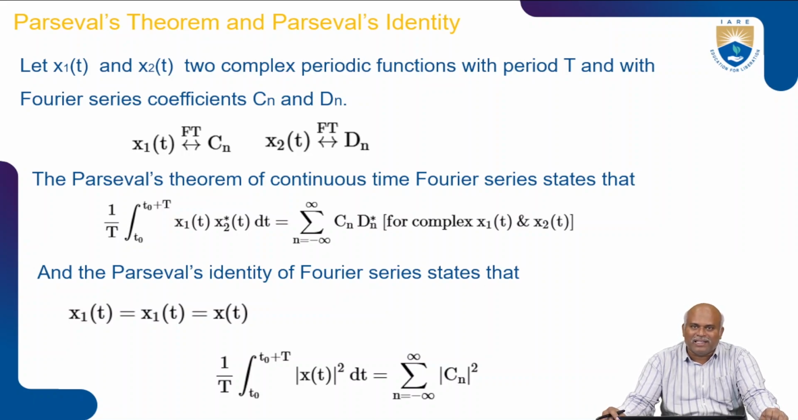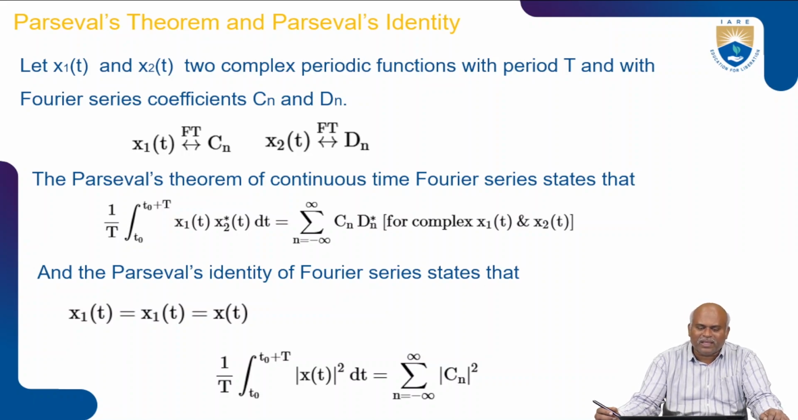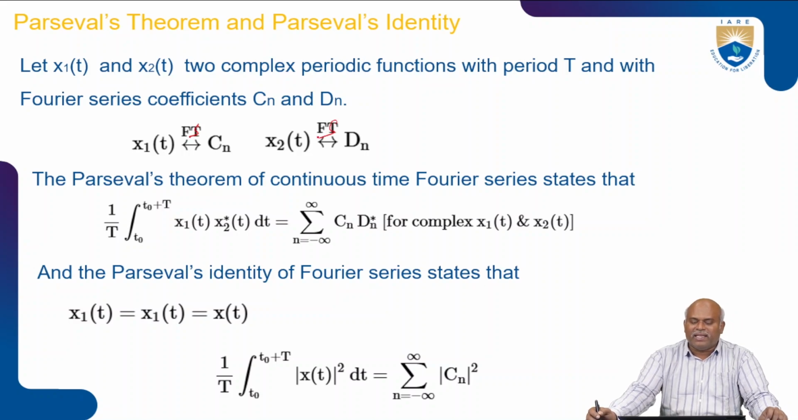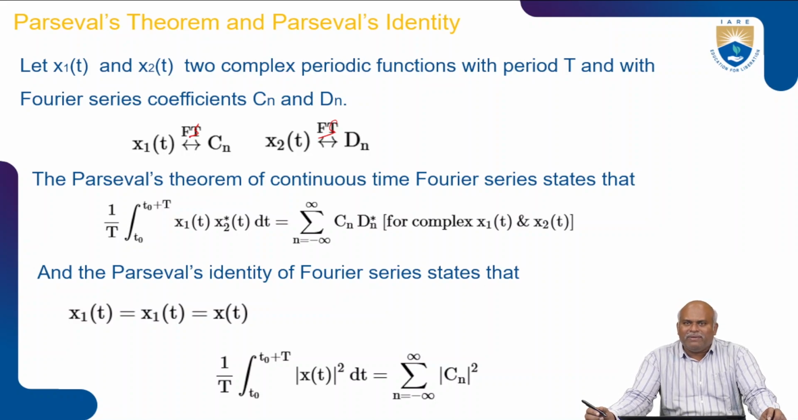This physical character in the sense that x1 of t and x2 of t are periodic signals. Its fundamental period we take as capital T. Then the Fourier series of x1 of t is represented as c of n, and the Fourier series of x2 of t is represented as d of n.